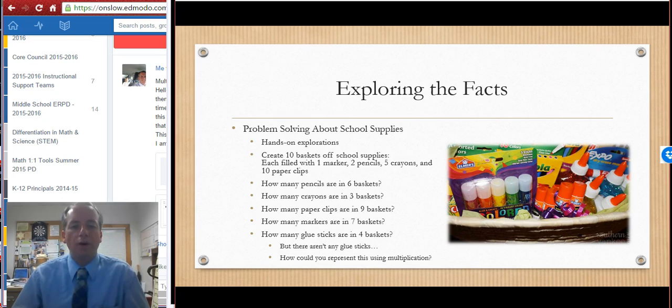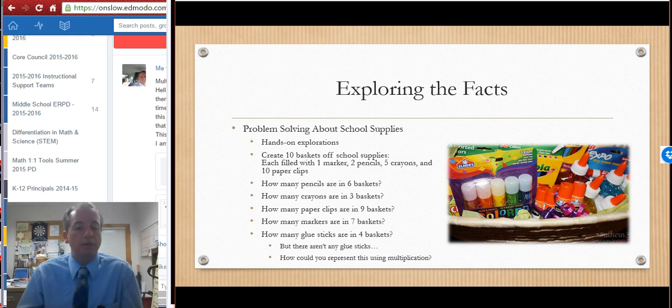Oh, wait, there are no glue sticks. So can I have a group of 0 here? Or can I have 0 groups? Well, we have groups, right? We have the groups, but there's no glue sticks in there. So we might say that that's 4 times 0, right?